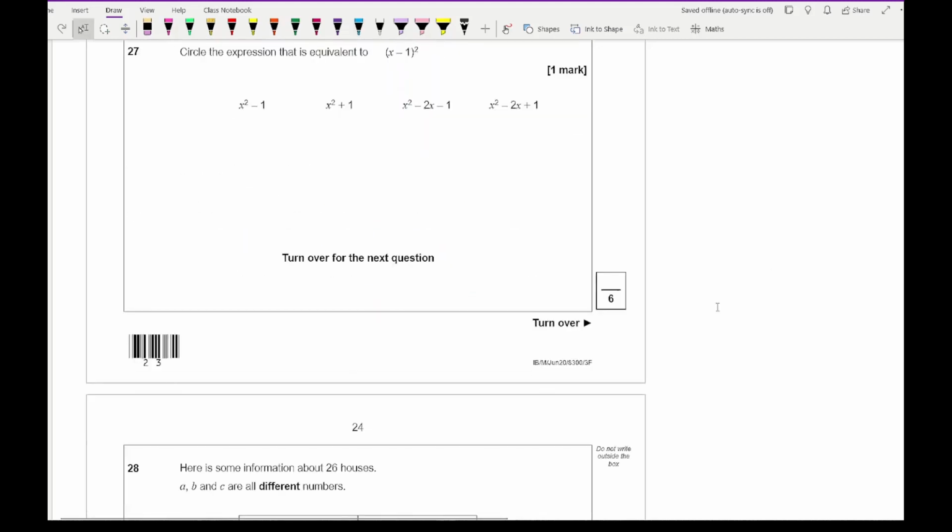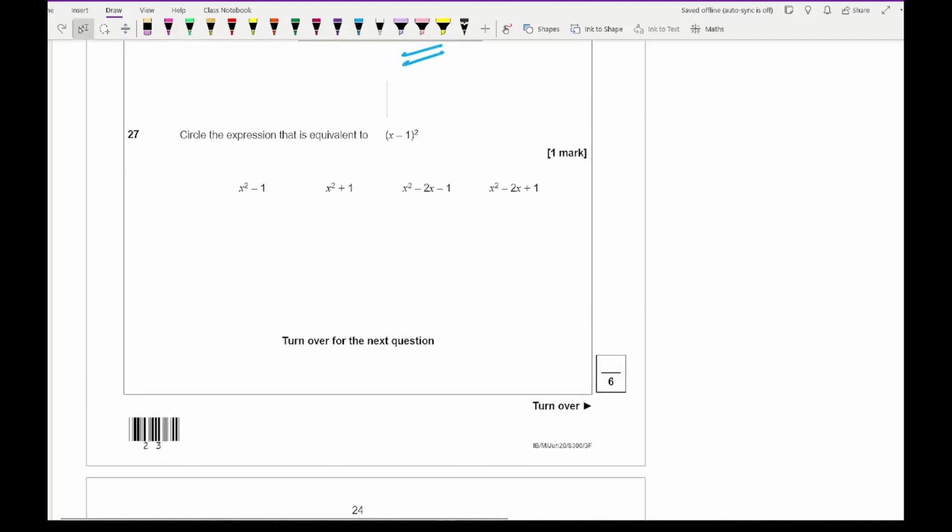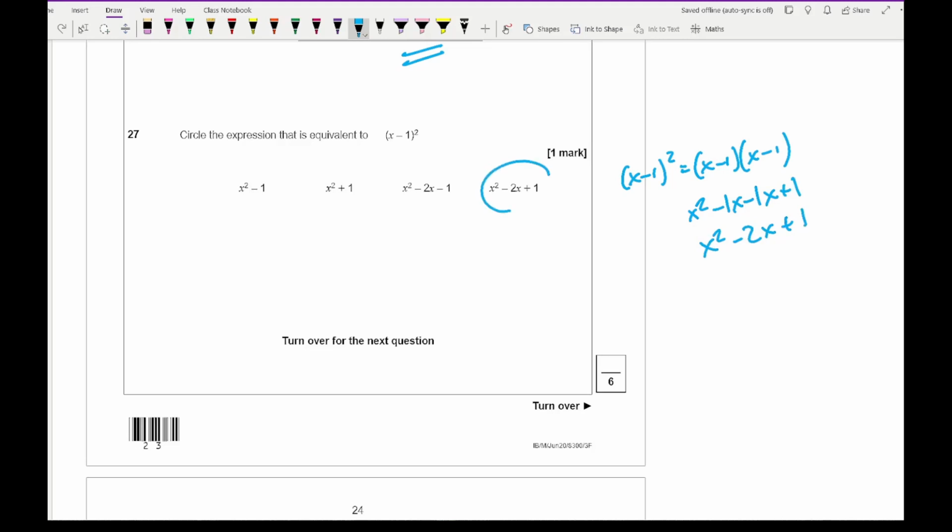For question 27, it says circle the expression equivalent to x minus 1 squared. Well, x minus 1 squared equals x minus 1 times x minus 1. And if I expand the brackets out, x squared minus 1x minus 1x plus 1. So it's x squared minus 2x plus 1, which is our fourth option.